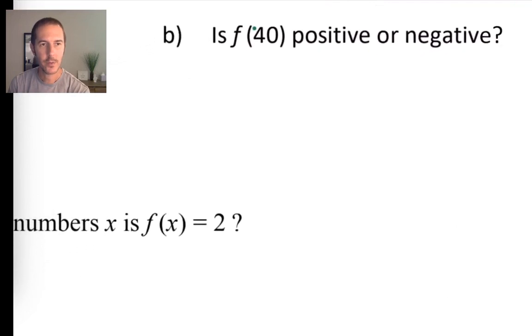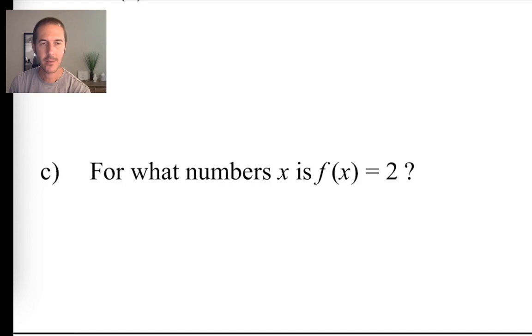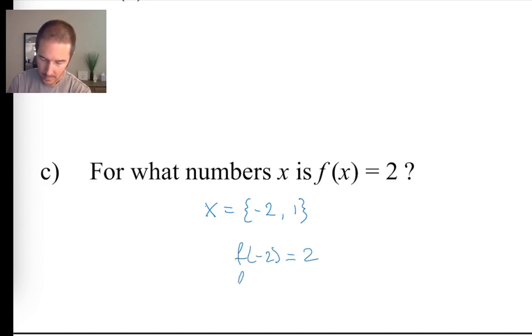So the answer to this question, let's read the question one more time. For what numbers x is f of x equal to 2? The answer to this would be an x value of -2 or an x value of +1. Both of those x values corresponded to a y value of 2. In other words, f of -2 equals 2, and f of +1 is equal to 2.